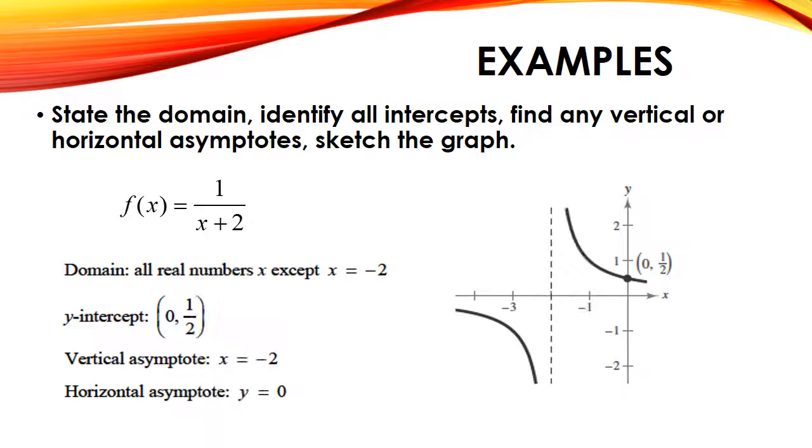Okay, so here we have everything. The domain we got by setting the denominator equal to 0 and solving. So the domain is all real numbers except that one that makes the denominator 0, which is -2. And you'll notice we sketched a vertical dashed line in at -2. The y-intercept is what you get when you put in 0 for x, which is really easy. And we get (0, 1/2) for that.